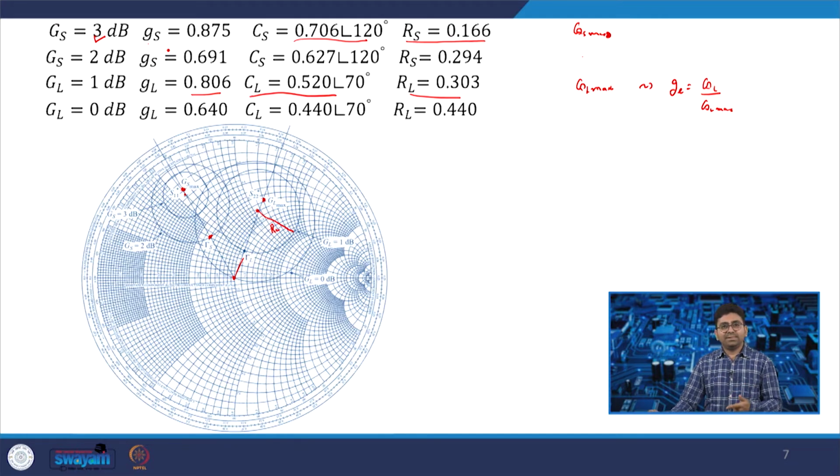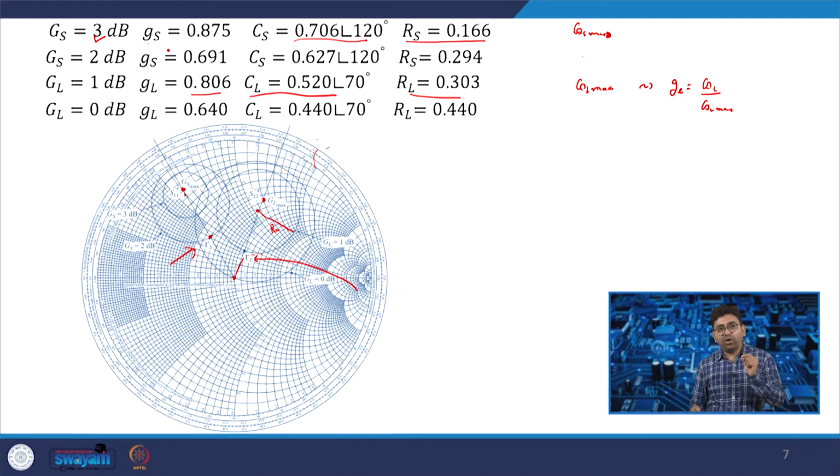Another advantage is stability. Generally, the stability curves will lie on the periphery, on the top of the Smith chart. So, in terms of stability also, it is better to choose a point which is near to 50 ohm. There is less chance of your amplifier going to the unstable region. That is why this gamma S is chosen, and this gamma L is chosen.